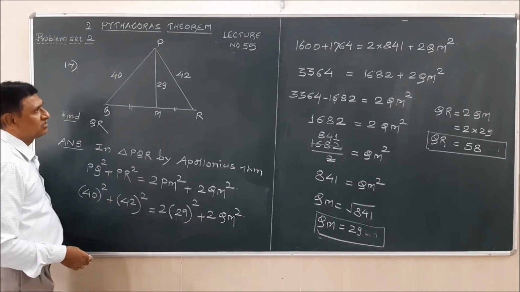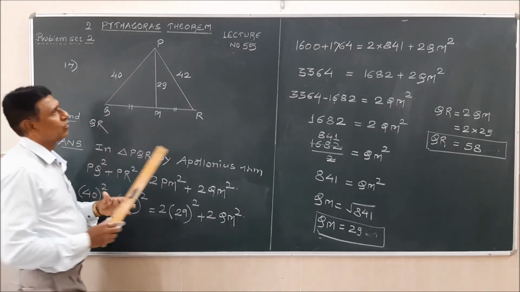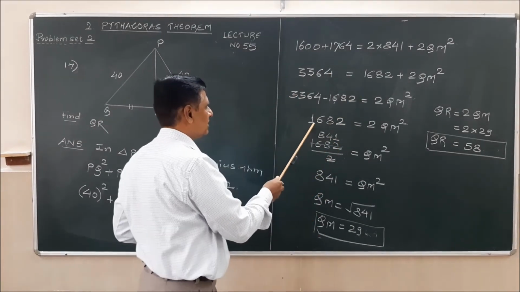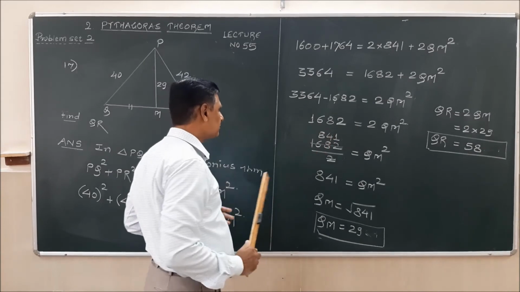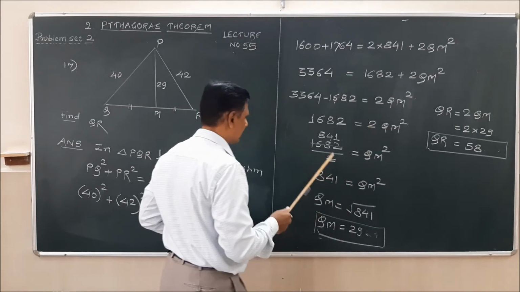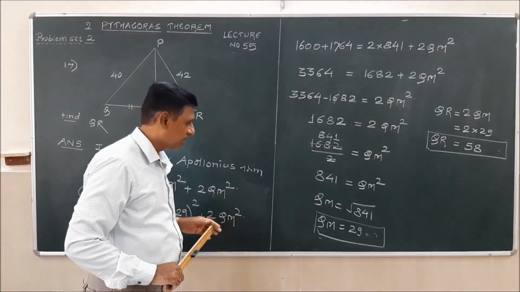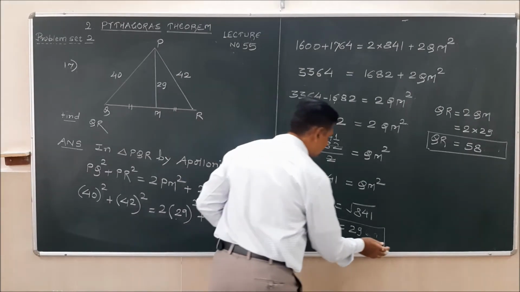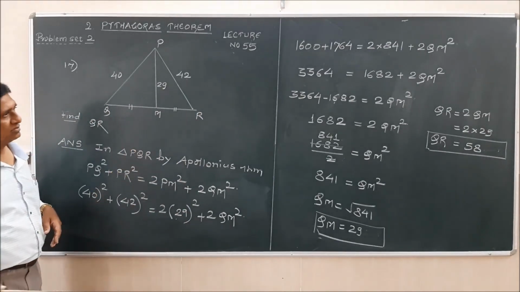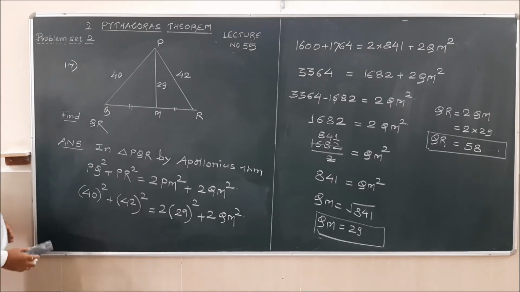42 square is 1764. Sum of them is 3364. 841 into 2 is 1682. Transfer it, 1682. So here 2 QM square. If you transfer to 841, square root of 841 is 29. So QM is 29. Of course, QR is twice of that, so 58.